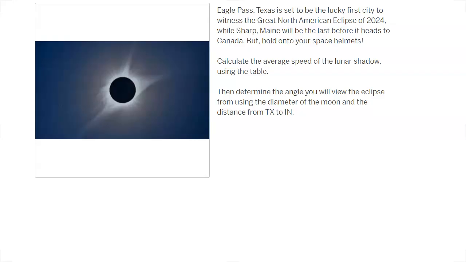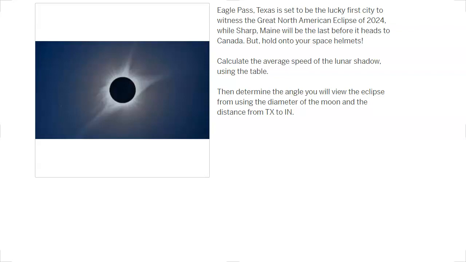Eagle Pass, Texas is set to be the lucky first city to witness the great North American eclipse of 2024, while Sharp, Maine will be the last before it heads to Canada. But hold on to your space helmets. Today we're going to calculate the average speed of the lunar shadow. We're going to use some tables and our trigonometric ratios that we've been learning about.